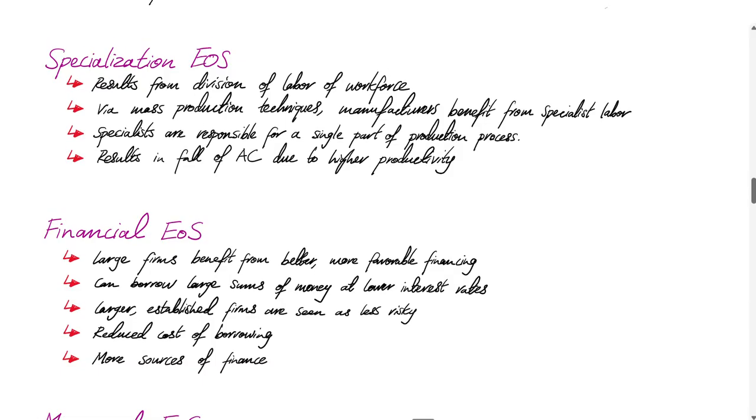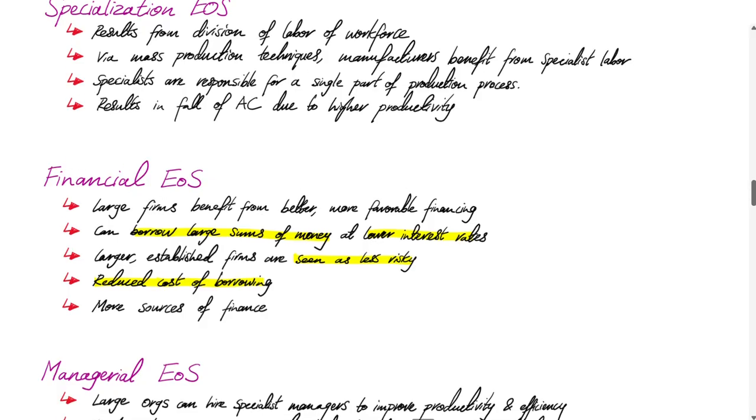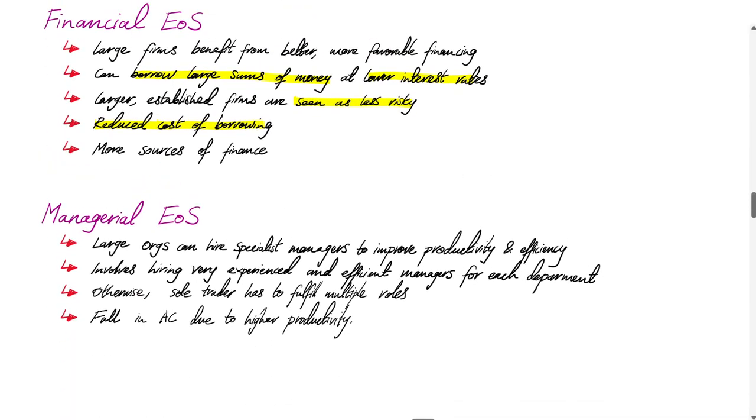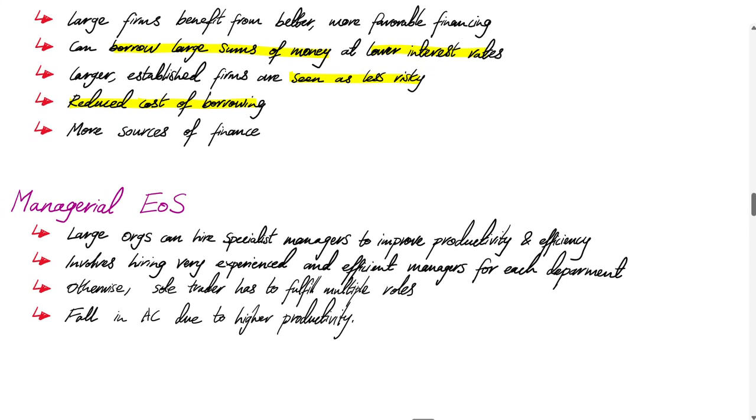We have financial, so like we were talking about in the previous videos, you can borrow large sums of money at lower interest rates. They have share capital now, they have different sources. And with lower interest rates, you have reduced cost of borrowing. That's an important thing to mention, seen as less risky. That's the reason for the larger amounts and lower interest rates. And so these are the impacts of having different types of economies of scale.